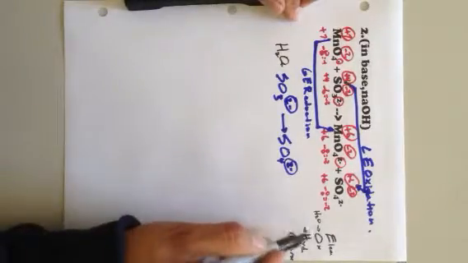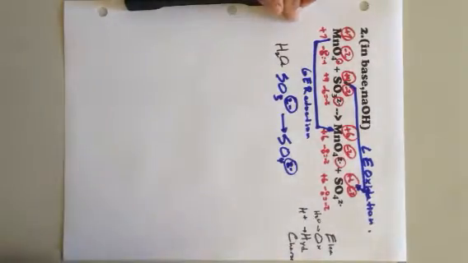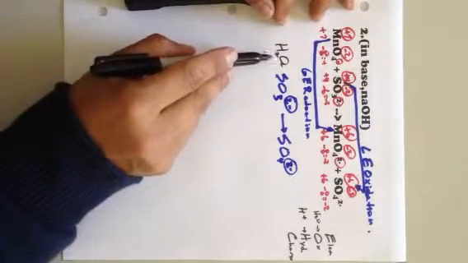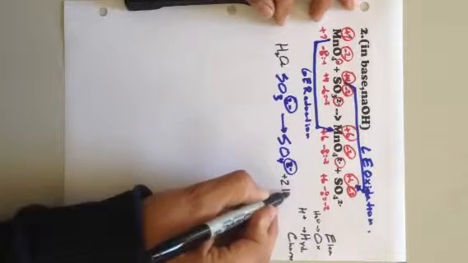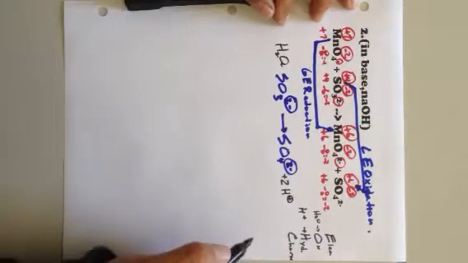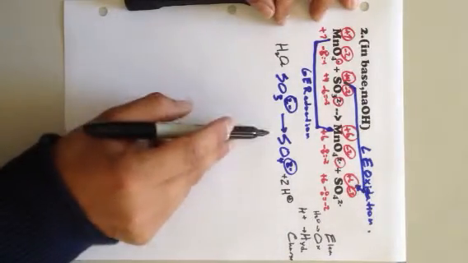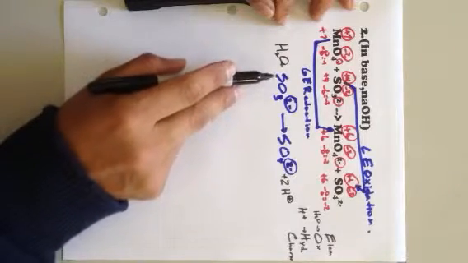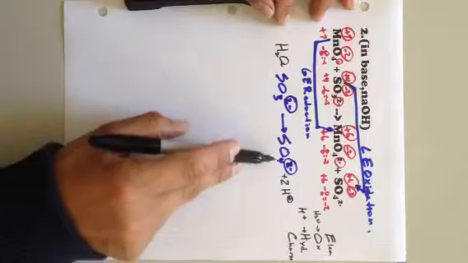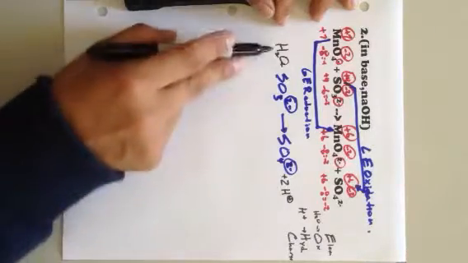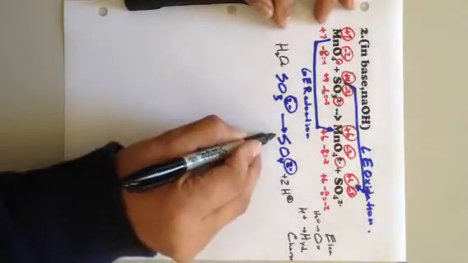Then you do hydrogens by adding H pluses. We have 2 hydrogens here, so 2 H+ here. That looks pretty good. I like to double check every step. Sulfur, sulfur. Oxygen, 4 oxygens, 4 oxygens. Hydrogens, 2 hydrogens, 2. Looking good. Now let's do the charge.